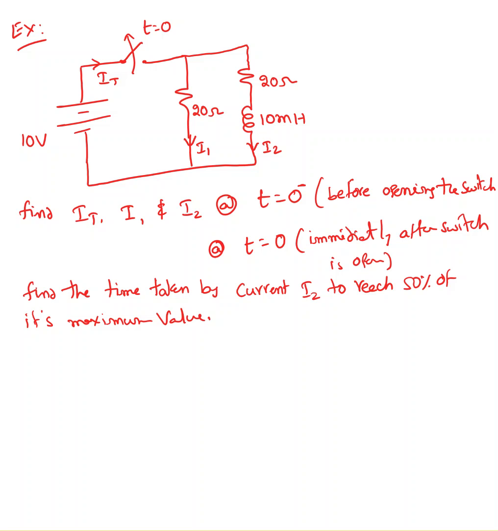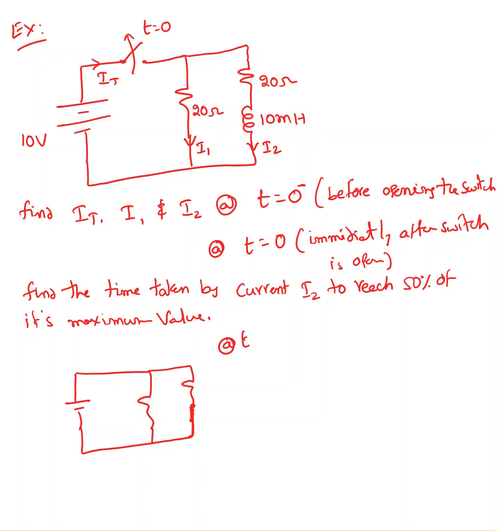Here is an example of an RL circuit. This RL circuit is in DC, and the switch has been closed for a long time, so there is some energy stored in the inductor. Remember one thing: as long as it's DC, the inductor acts like a short circuit once it is fully energized. If there is no rate of change of current, there won't be any inductance in that coil.